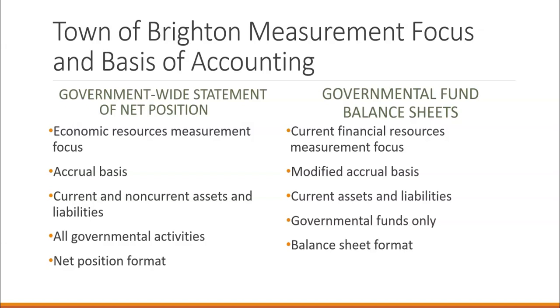The governmental fund balance sheet is really looking at the current financial resource measurement focus. So it's only current assets and liabilities, things that are going to happen in the next year, and the assets included on there are cash and cash equivalents. We don't include any supplies, inventories, prepaids, or anything like that. It's only cash and things that will quickly become cash. We're also looking at governmental funds only, and then it's in a balance sheet format.